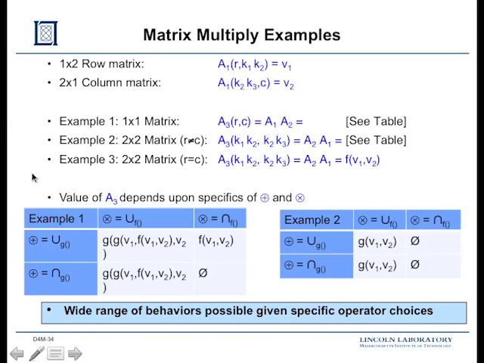A variety of matrix multiply examples. I won't go into them here. Obviously, they depend heavily on what our collision function, G, is here. It gives you different values and different behaviors.